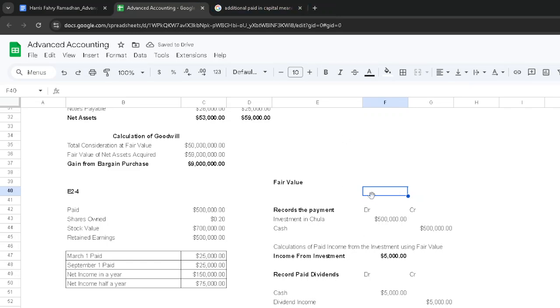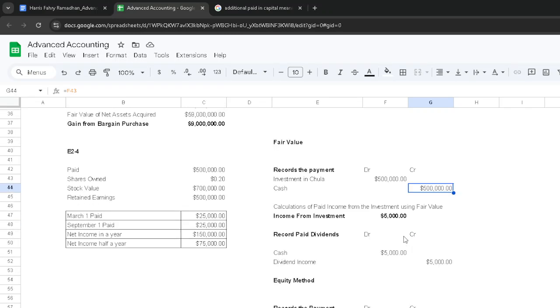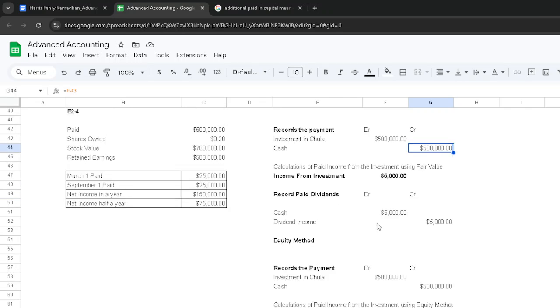To record the payment, it's the same for both fair value and equity method, because we're doing the same thing, right? We're investing in Chula for 500,000. So it's as simple as recording investment in Chula in the debit account, and we credit cash because we're expending money. We're reducing the cash that we have to invest.